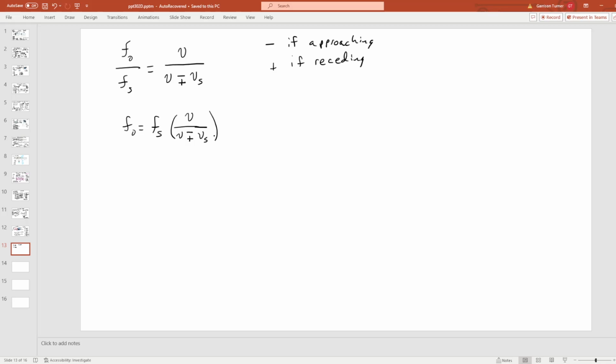But if the observer is the one doing the moving, then again, if it's approaching the source, our frequency has to go up. And if they're receding, then the frequency has to go down. So these equations are for if the source is in motion.